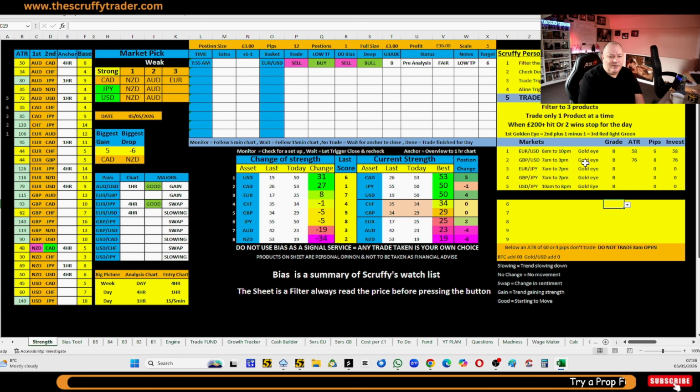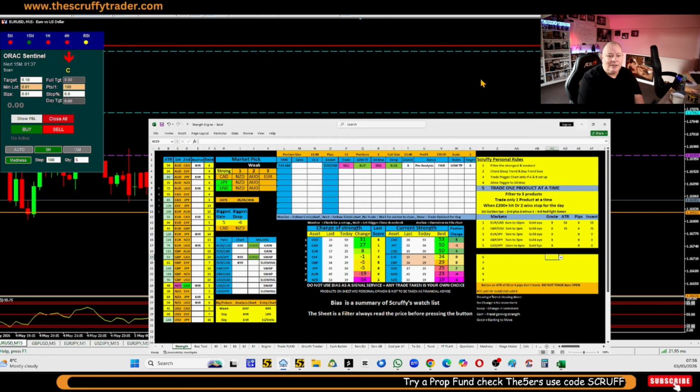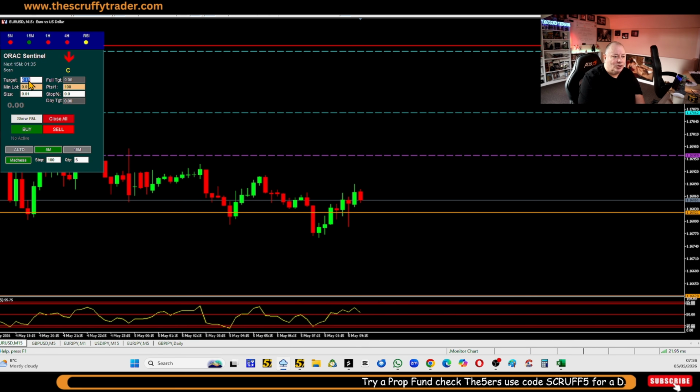We've got an ATR of 58, and it's got a minimum setup of 6 pips. Now, because of the size of the account, I can only do 10p. So that's like a base target of 60p. Right. So the base target is 60p. So I'll just drop that there.